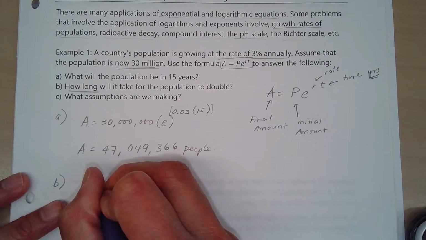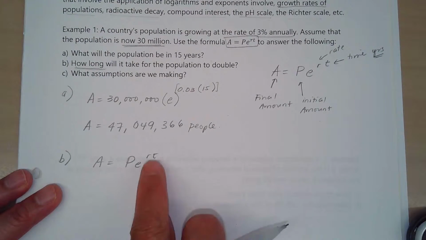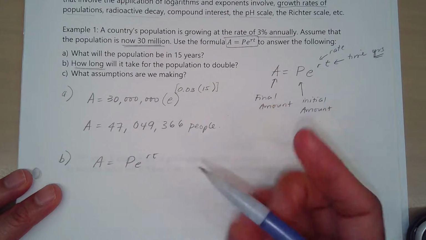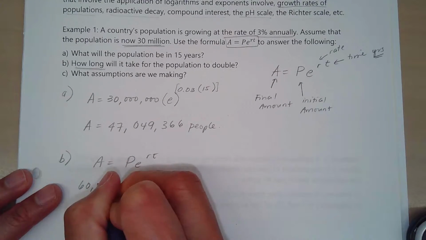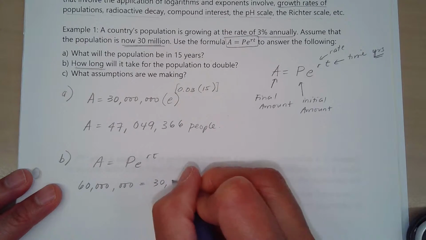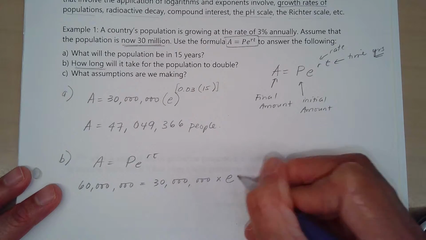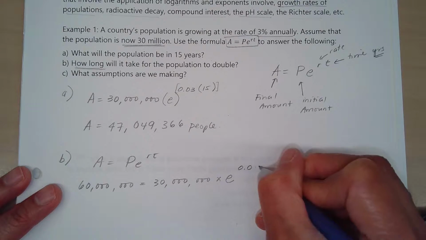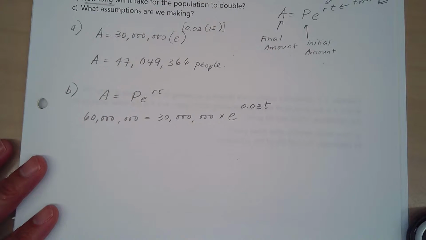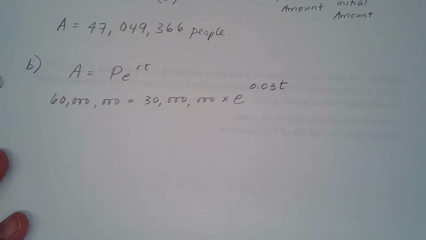Okay, so this is how it's going to be. A equals P, E to the R, T. We're solving for T. How long will it take the population to double? So it's now going to be 60 million equals 30 million times E to the 0.03 T. So far so good?